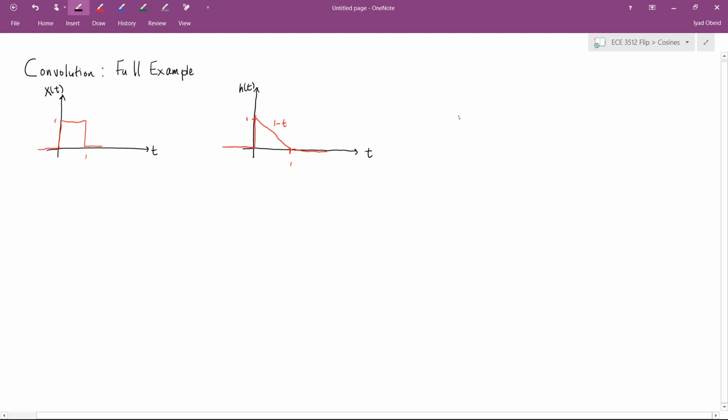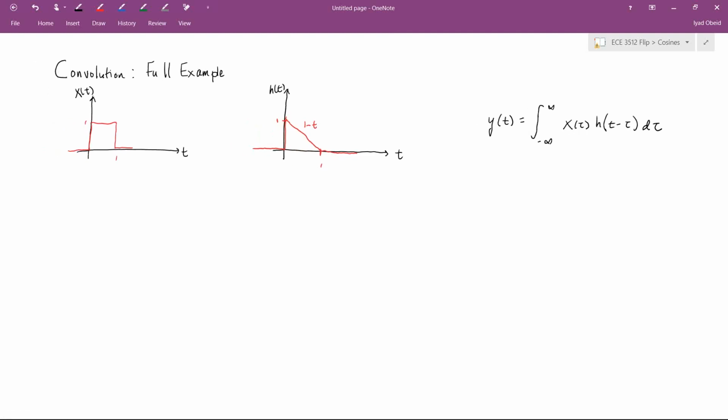And I'm going to start by reminding you that the formula that we're attempting to apply here is the convolution integral, which is defined as the integral from minus infinity to infinity of x of tau, h of t minus tau, d tau. We've derived that in a previous video, where tau is a dummy variable. And the first thing to notice is that one of these functions is going to get flipped across the y-axis because we have a minus tau.